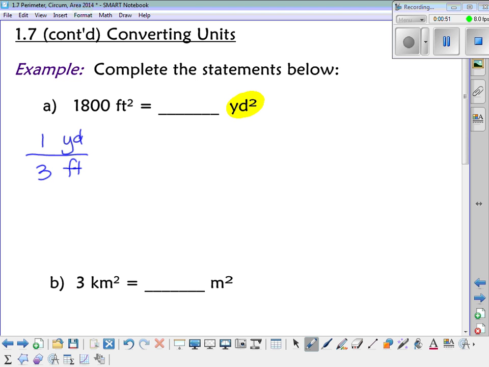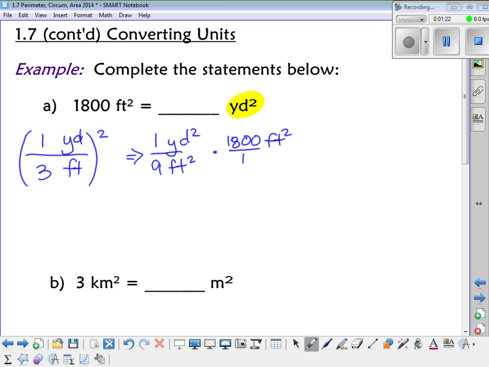Now, the problem here is I want to know square yards and square feet. So I need to take that conversion factor and square it. So 1 square yard is the same as 9 square feet. That's the conversion factor that I'm going to use to solve the problem. So I'm going to take that 1 square yard over 9 square feet, and I'm going to multiply that times 1,800 square feet.